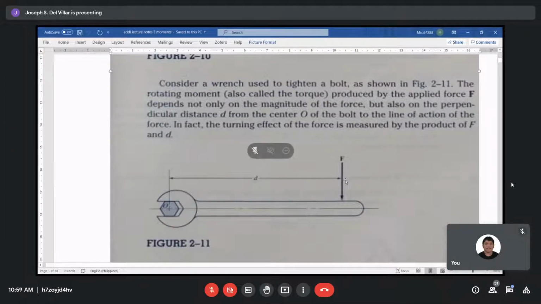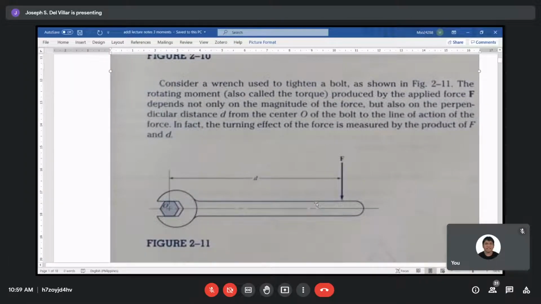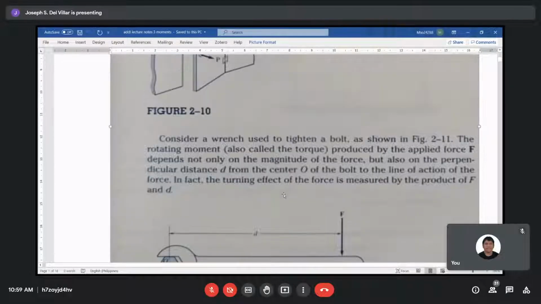So there is a force downward, or it can also be upward. Upward is loosening, and then downward is tightening. So the force, and then from the point of application of the force, kung nasaan yung kamay, up to doon sa pivot point, that's the moment arm. So we have to multiply the magnitude of the force and the perpendicular distance. So that's the moment arm, and then it will give you a moment.